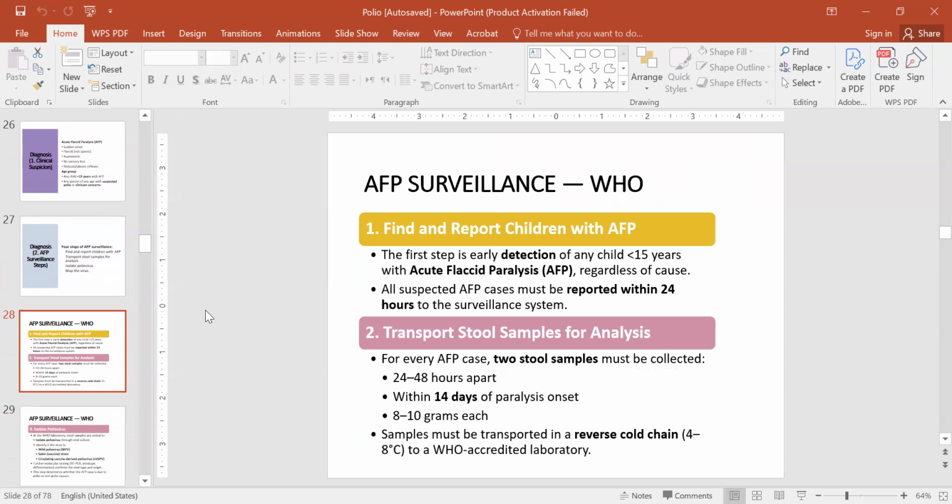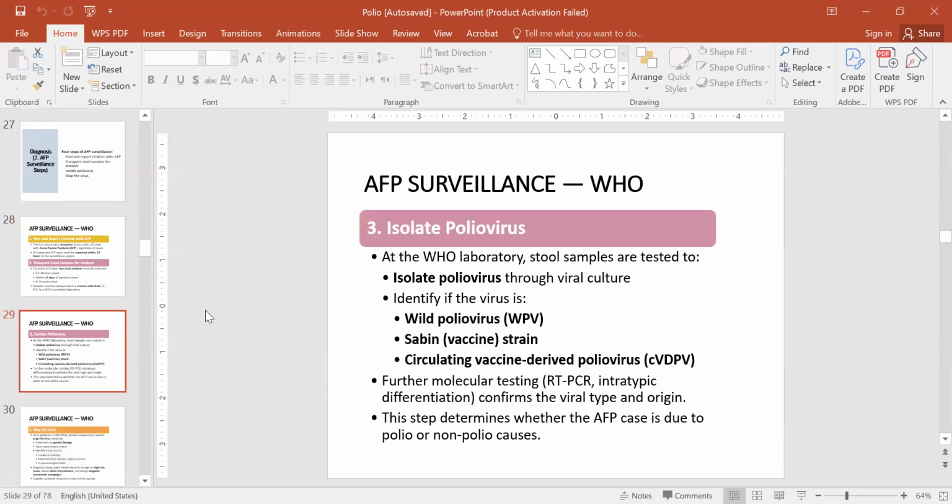Early detection of any child less than 15 years with AFP, regardless of the cause, and it should be reported within 24 hours to the surveillance system. Then we have to transport the stool samples for analysis. Two samples are taken 24 to 48 hours apart within 14 days of paralysis onset. The sample should be 8 to 10 grams each, and it should be maintained at a temperature of 4 to 8 degrees centigrade.